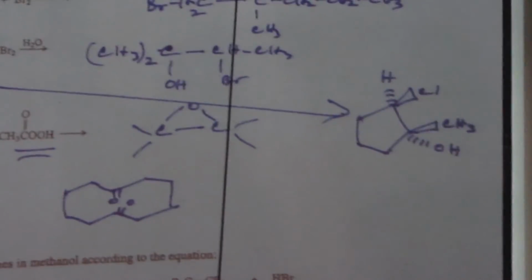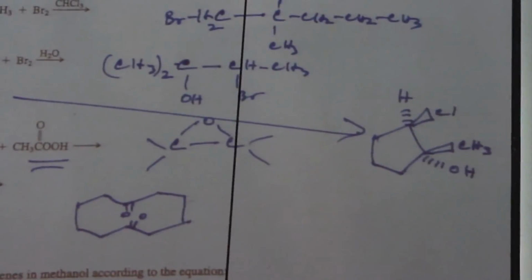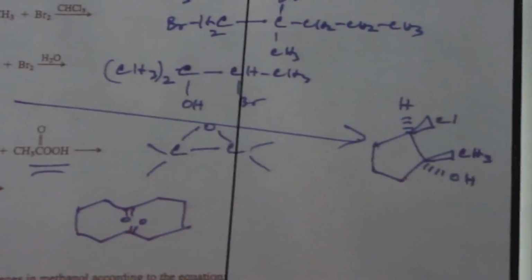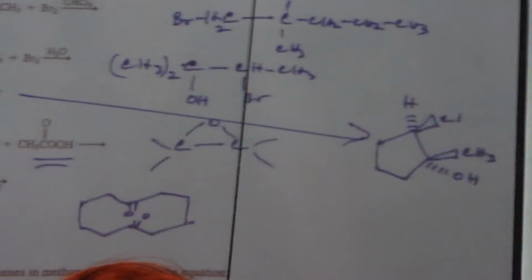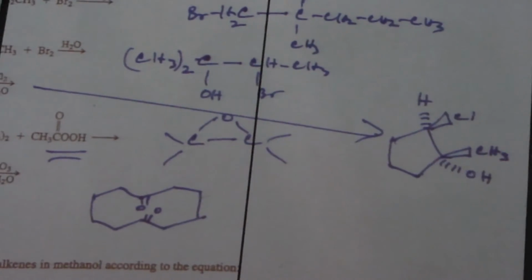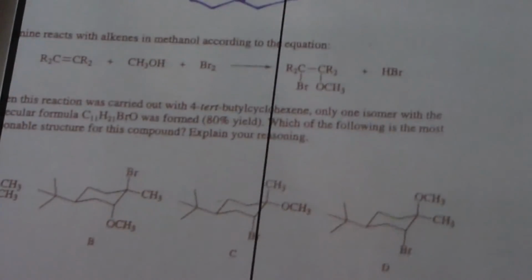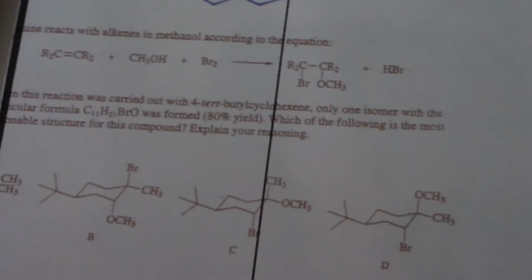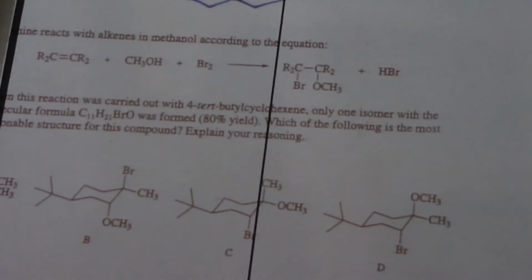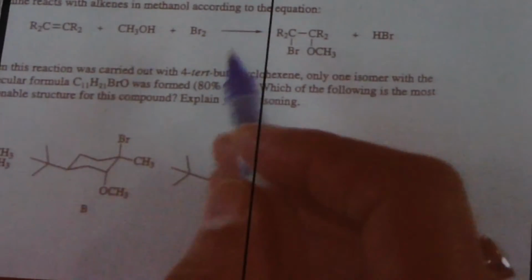Okay. Any question about these reactions? They are fairly straightforward. You just need to learn the very basics. And on Monday, I'll give you a handout summarizing all that. Next problem asks you to figure out how bromine reacts with methanol according to the equation.